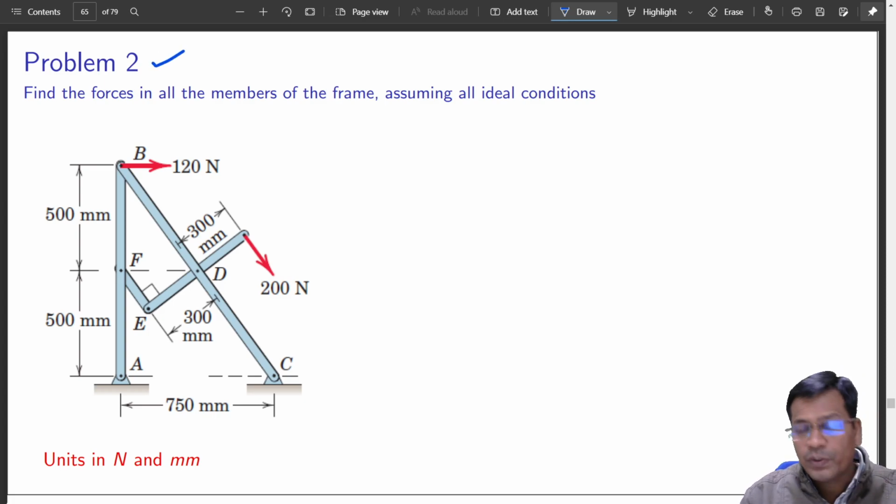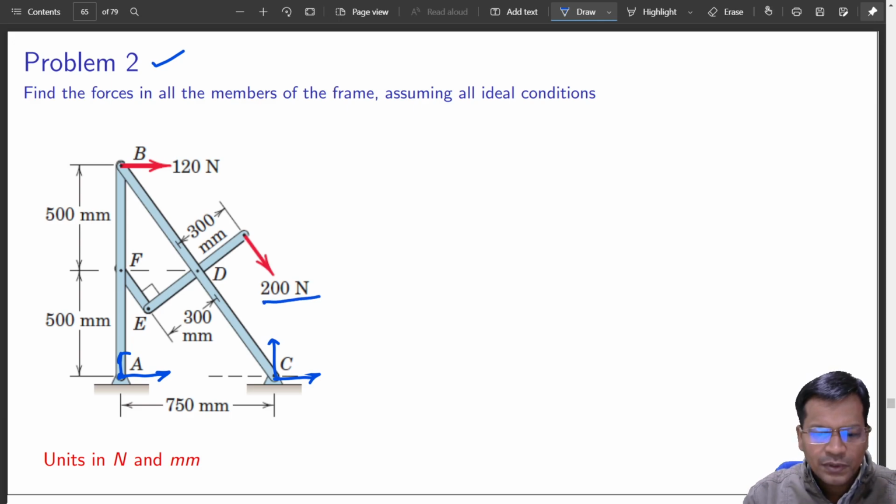As I have said, this is an over-constrained system. Why? Over this end, a roller should have been enough, and you should have just one reaction force. But it is over-constrained, and it has two reactions here because this is a pin joint, and two reactions here as well because this again is a pin joint, it is not a roller joint. So this is an over-constrained system. Now there are external forces. This is an external force of 200 Newton.